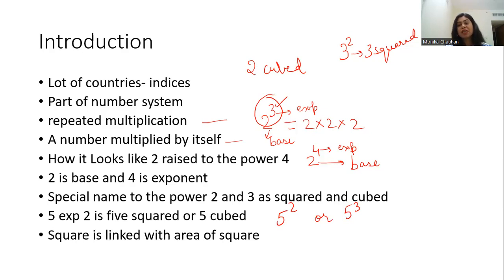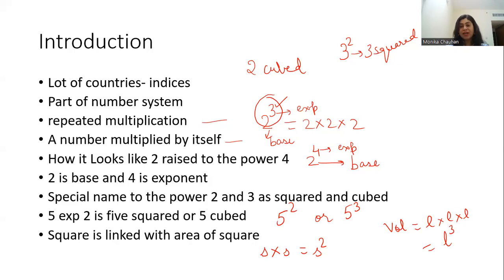Like in the area of a square, you have side into side, right? And sometimes, from your lower classes, you write s squared. So it is actually linked with it. You were doing it subconsciously before that. And the volume of a cube, when you write it, is side into side into side, or L into L into L. It means that L is multiplied by itself 3 times, as L cubed. There the length, breadth, and height are equal. So your square and cube are already related to what you were doing.